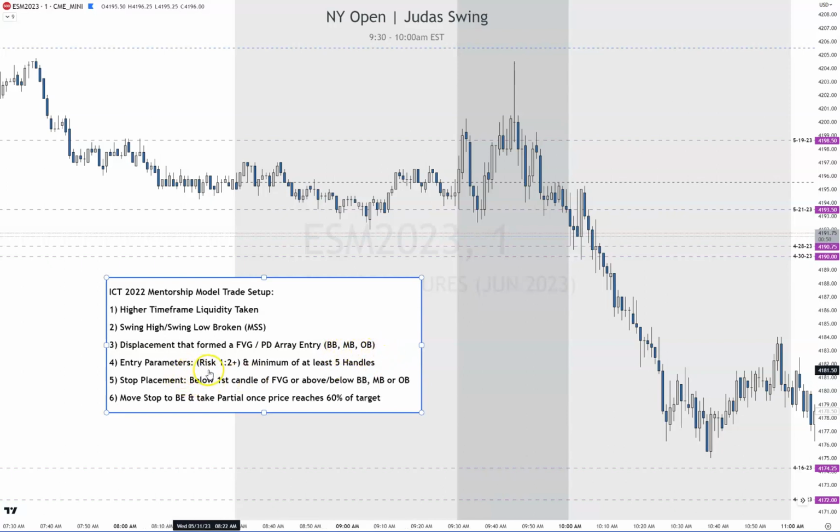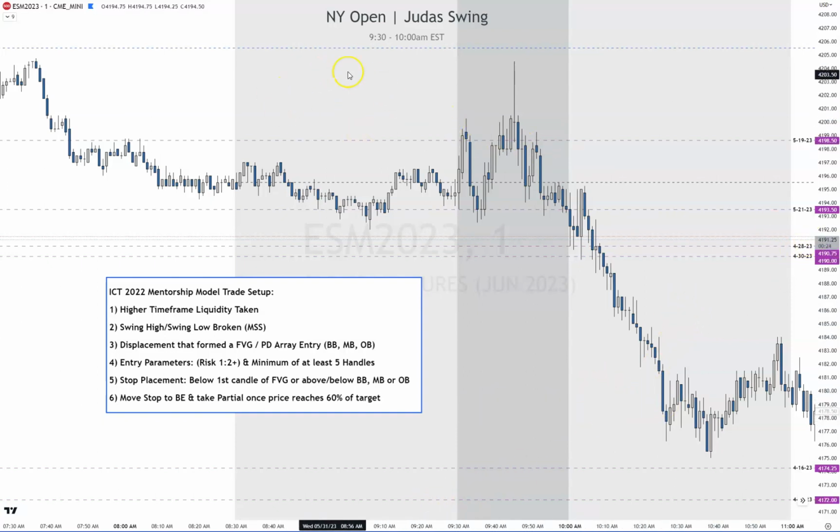Entry parameters: I usually want 1 to 2 plus, or a minimum of at least 5 handles. Stop placement goes below the first candle of the fair value gap, or above or below the breaker block, mitigation block, or order block. And I can move the stop to break even and take partials once price reaches 60% of the target. Okay, so I'm going to leave that up there so you can refer back to it.